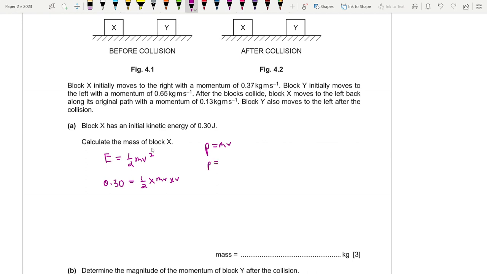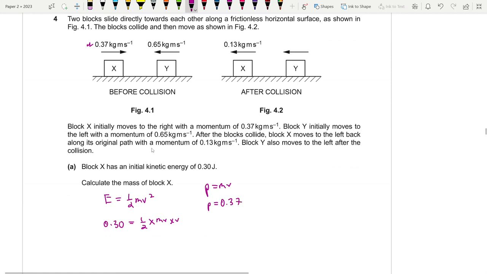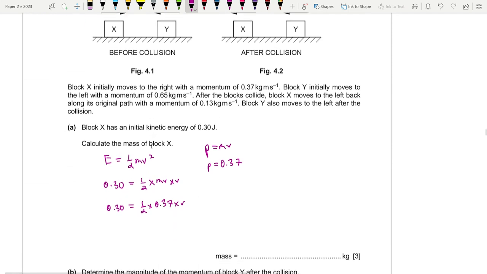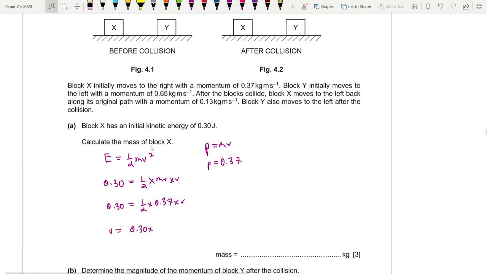So we know that P is equal to 0.37, right? So you can do this. 0.30 is equal to half times 0.37 times velocity. So v is equal to 0.30 times 2 divided by 0.37. That gives you a value of v is equal to 60 by 37, or 1.62. Now you know that P is equal to mv. So you can write m into 1.62 is equal to 0.37. So by calculator, the mass to 2SF is 0.23 kg.